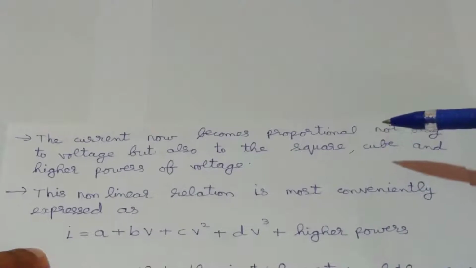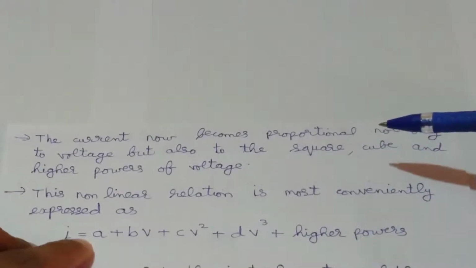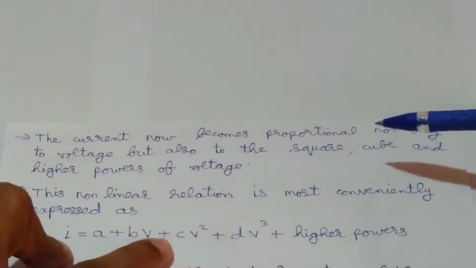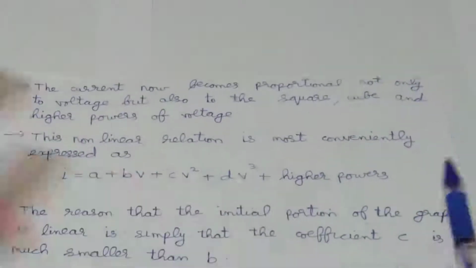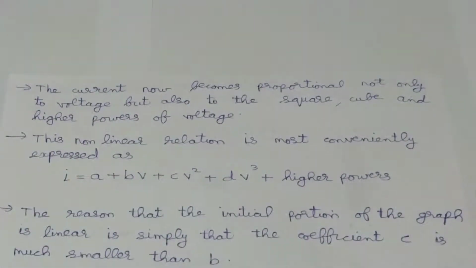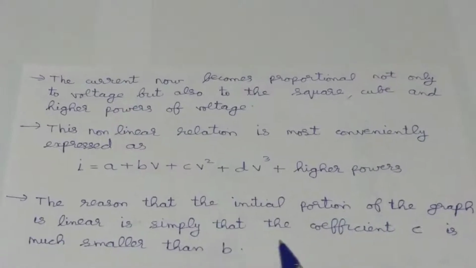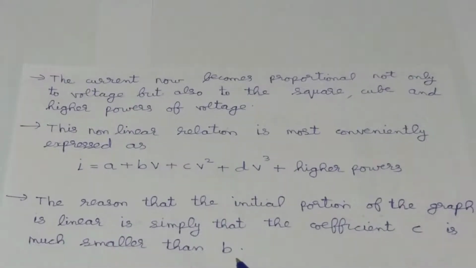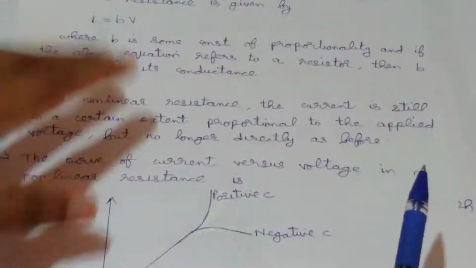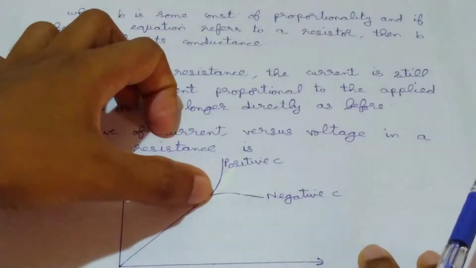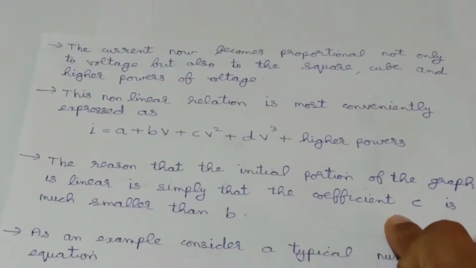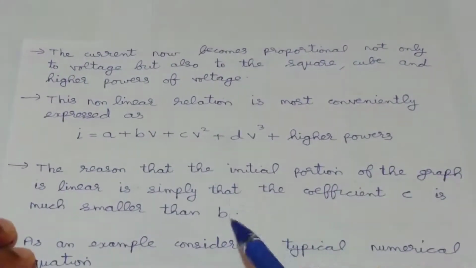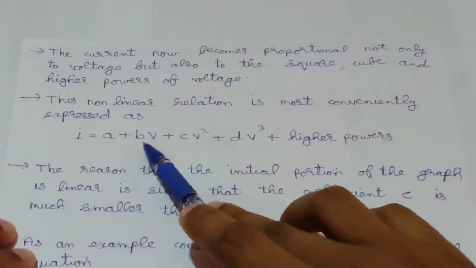is most conveniently expressed as I, or current, is equal to A plus BV plus CV square plus DV cube plus higher powers. Then when we consider that graph, the reason that the initial portion of the graph is linear is simply that the coefficient C is much smaller than B. When we consider that graph, its initial portion is linear, okay, and the curvature starts from here, and the reason for this linear portion is simply that the coefficient C is much smaller than B. Okay, this coefficient C is much smaller than this coefficient B.